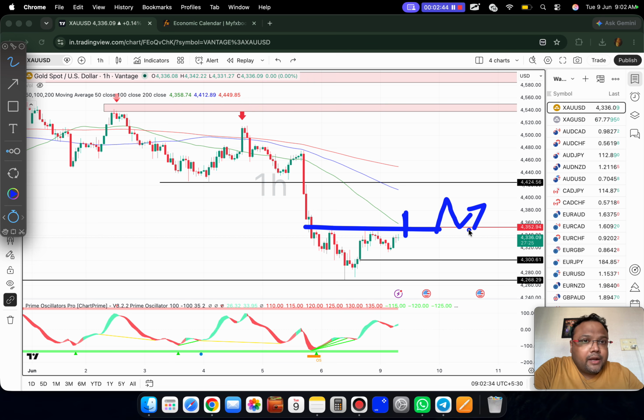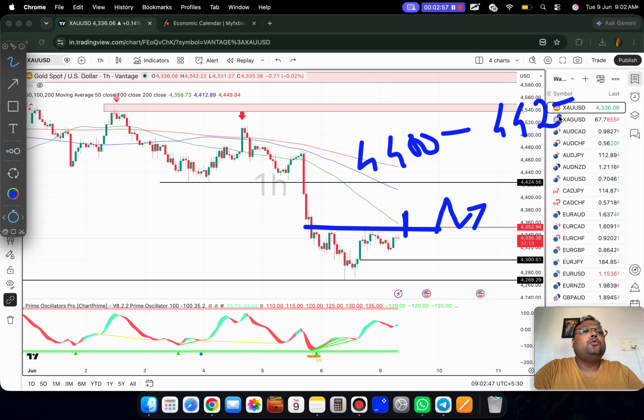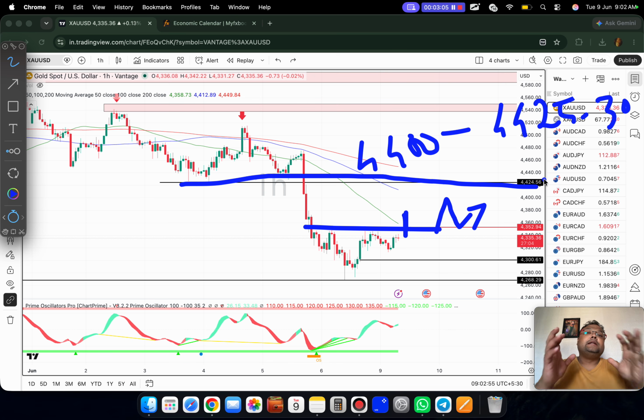And if market crosses it, then we can expect a little bit of recovery on the chart of gold, and we can expect gold to head towards 4400 at first, and then 4425, 4430, the black line that you see here, or technically this is the next resistance on the chart of gold. So the next up move of gold is going to be very important. Let's see whether gold succeeds in breaking the level or not.